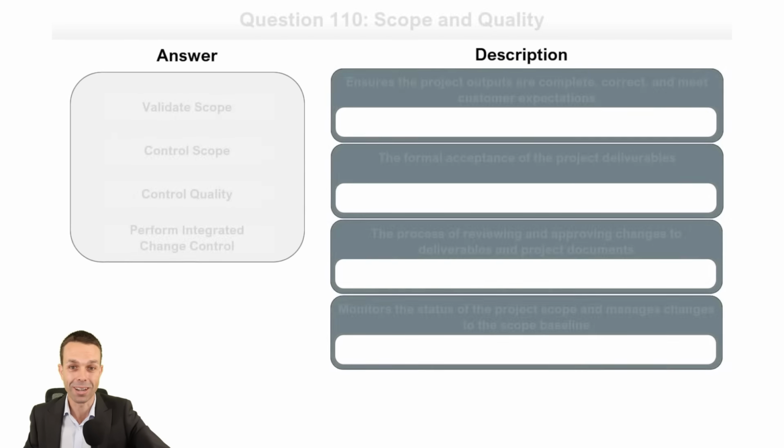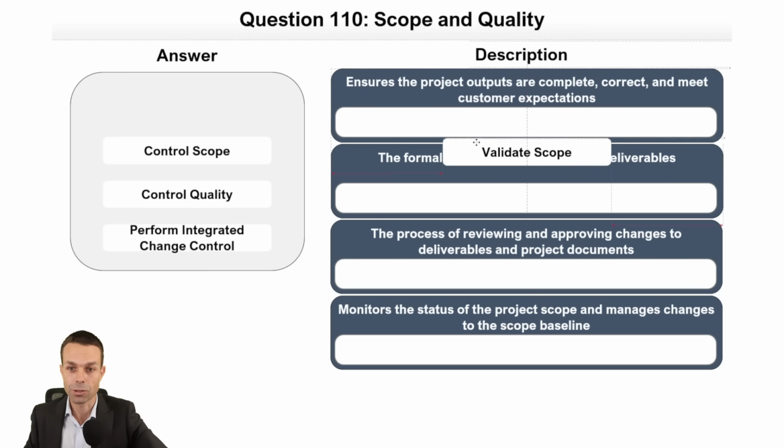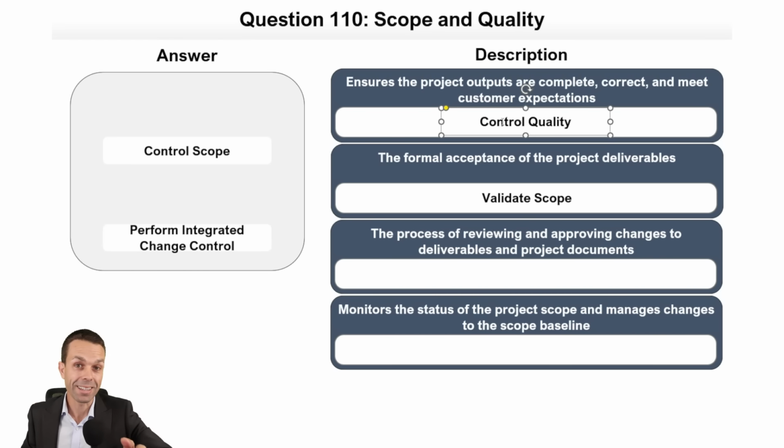So when we're validating the deliverables, that is validating our scope. The customer or the project sponsor will say, yes, this is what I wanted, and I agree that these are ready to release. Oh no, hang on. The formal acceptance of project deliverables, that's validate scope. Now, if we're ensuring that the project outputs are complete and correct, that is controlling quality. There you go. See, it tricked even me. And that's what happens. These things are often confused. So we're controlling quality because quality is the amount that it meets customer expectations. So that is the key word there.